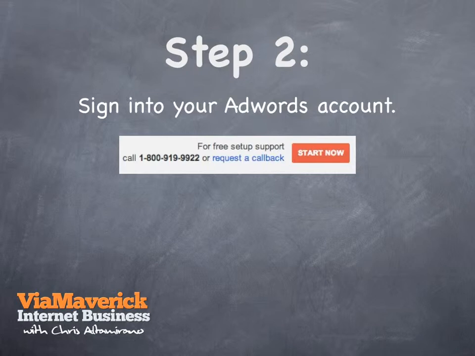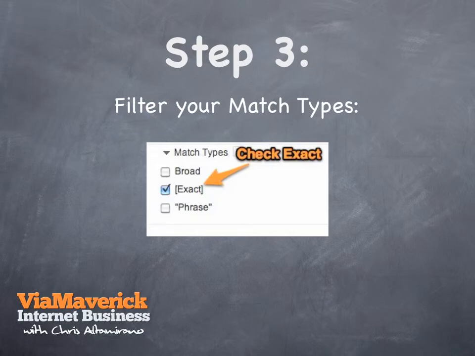Step 3, once you're signed into your AdWords account and you're back at the Google Keyword Tool, look on the left hand side and you're going to see this little box right here. It's going to say match types. By default, Google checks the broad match. I need you to uncheck that and click exact. The reason we want to click exact is so that when we do our keyword research, we have accurate results come up and it's exactly the keyword that we're looking for.